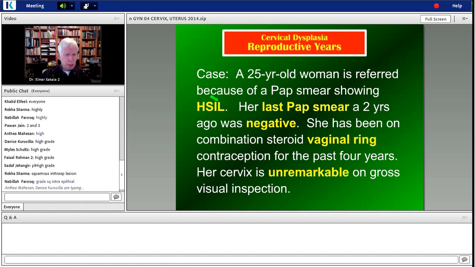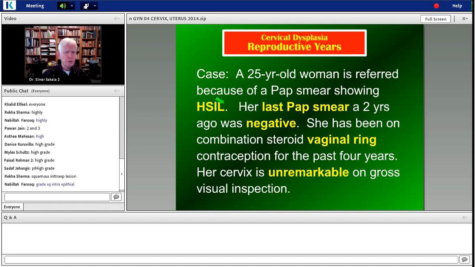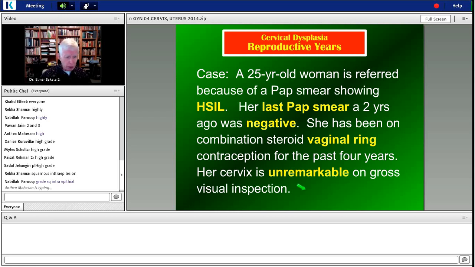This is a serious advanced form of neoplasia, at least on a pap smear. Her last pap smear 2 years ago was negative. She's been on combination steroid vaginal ring contraception for the past 4 years. There should be no impact of either the IUD or the vaginal ring on abnormal pap smear. Her cervix is unremarkable on gross visual inspection. So on pap smear, she has HSIL, but when you look at the cervix, it looks normal.